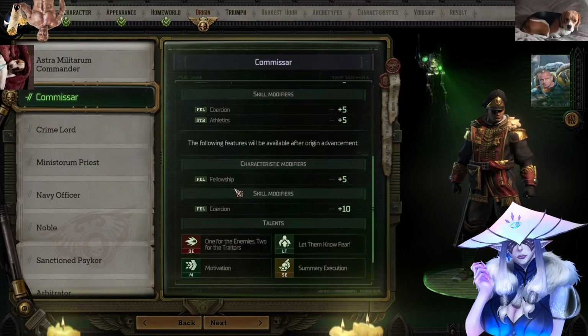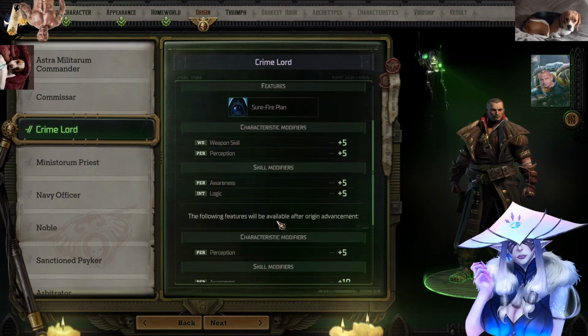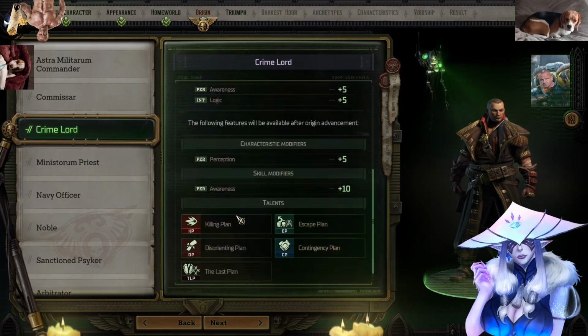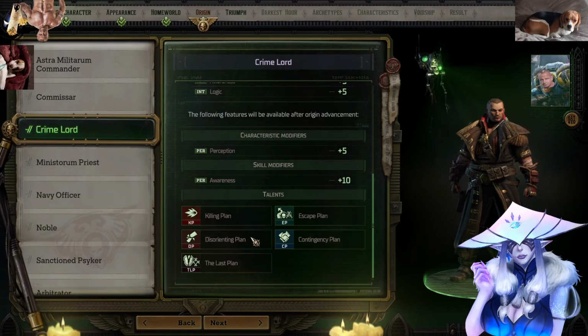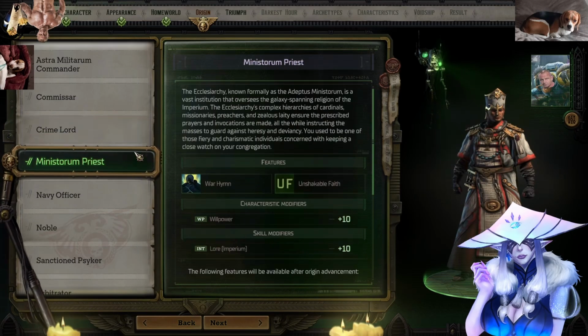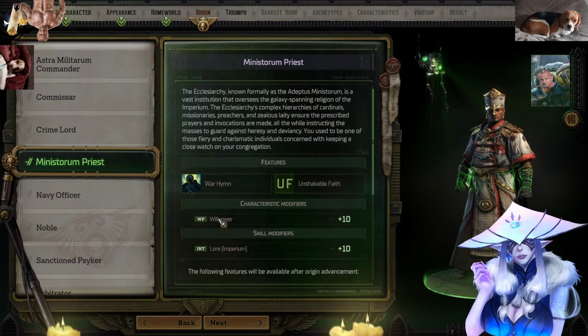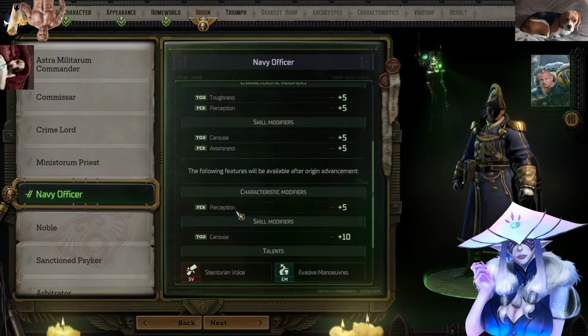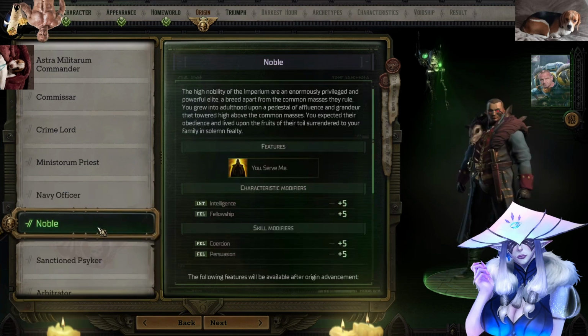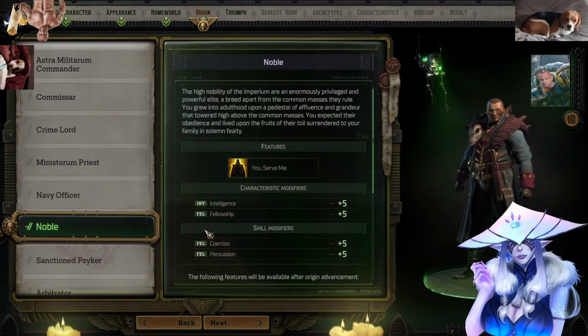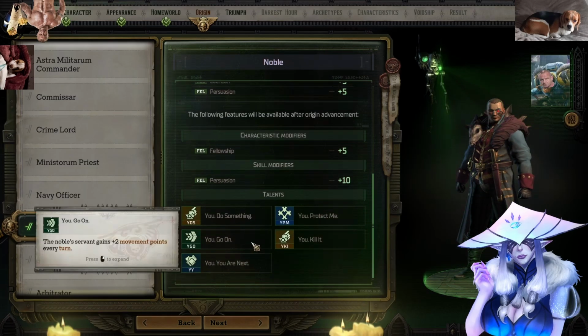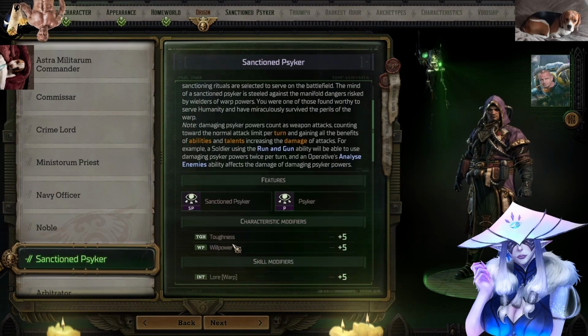Commissar. No, Crime Lord. Weapon skill, perception, awareness, and logic. Killing plan. So everything for the lost plan. Yes, Pudzian the priest, exactly. Navy officer. No. Noble. No. Freedom One Punch Man, we couldn't figure out the balance the world building around us. That's to derive the pain. I mean, the boldness. Yeah, you make a compelling point. You're not even wrong.